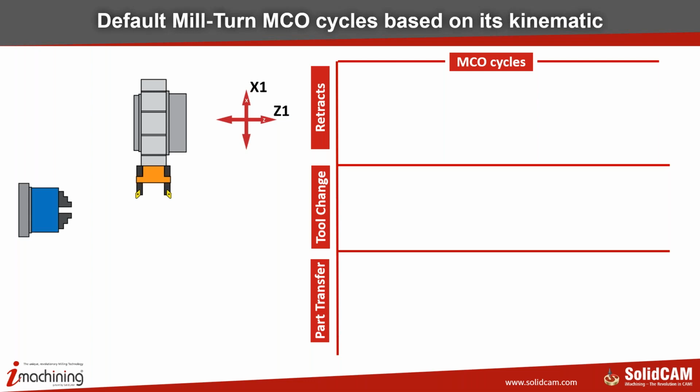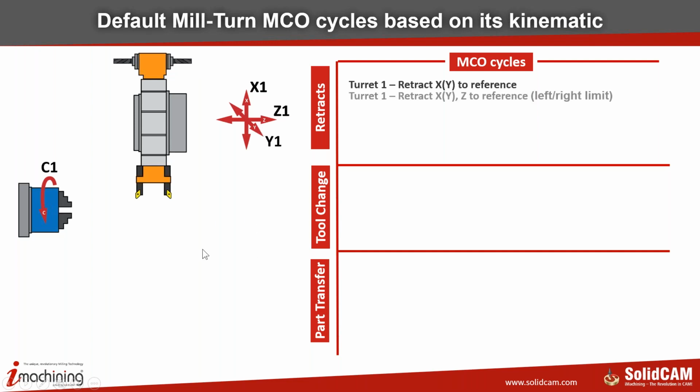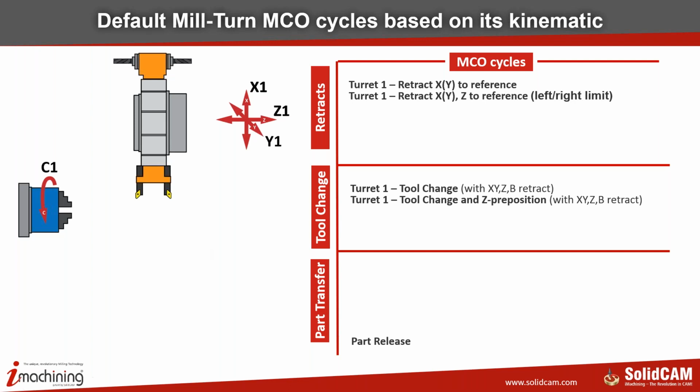This is very important. On the left side of the picture here, I will try to show you what will be the default according to the kinematic. What we have here is a chuck, and only the turning tools and two axes. For this kinematic, as well as the one with the live tools, the C-axis, and the Y-axis, the MCO cycles would be the following. We will have two MCO cycles in the retracts, tool for the tool change, and one part release.